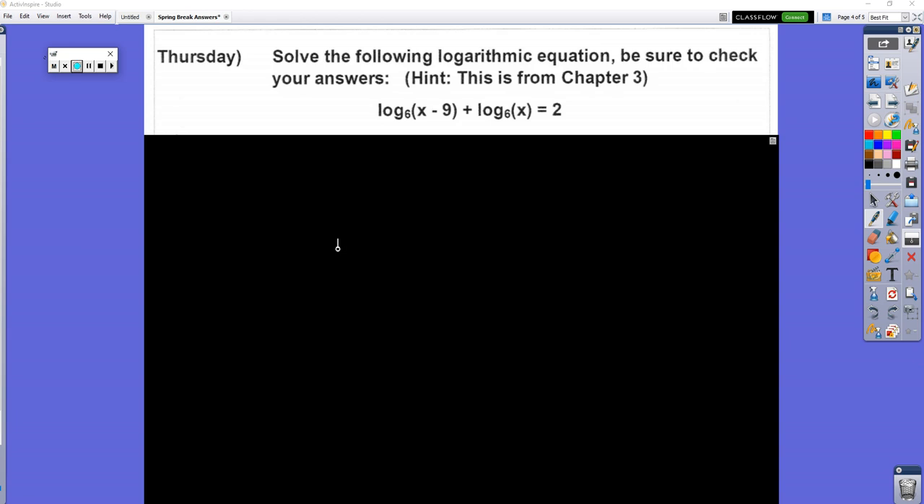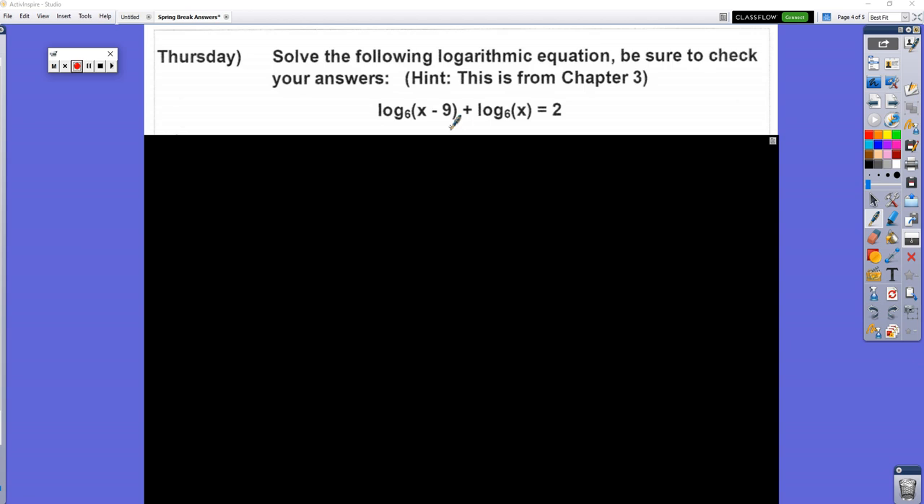Thursday's problem says they want you to solve the following logarithmic equation. Be sure to check your answers. And the hint here is that this is from chapter 3. So on the left-hand side of the equation, we see two logarithms, both with the base of 6. Log base 6 of x minus 9 plus log base 6 of x is supposed to be equal to 2.